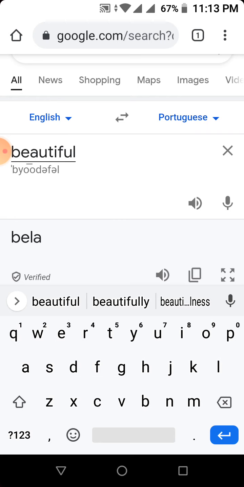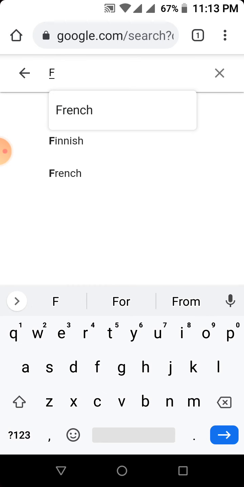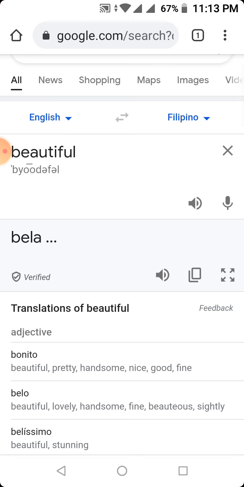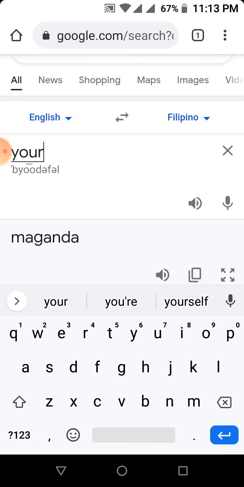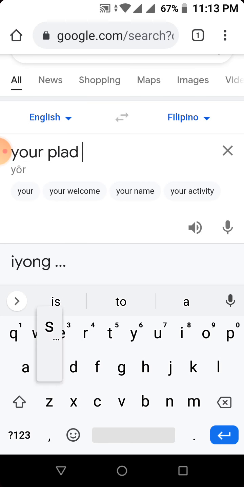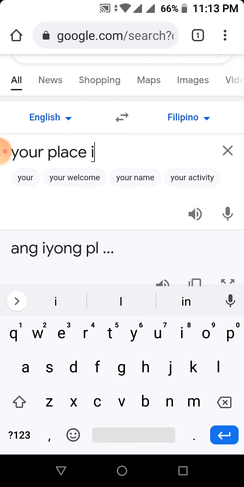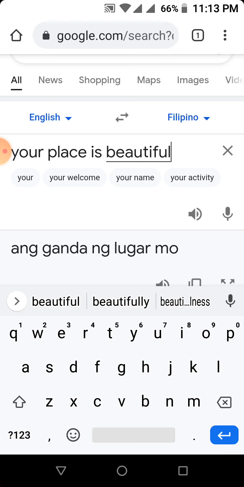Let's move on to our last one, our eighth language that we have here, my very own language, which is Filipino. So I have here Filipino, and what I'm going to do is type it all at once. So I have here "your place is"... okay, so I have here "ang ganda ng lugar mo."